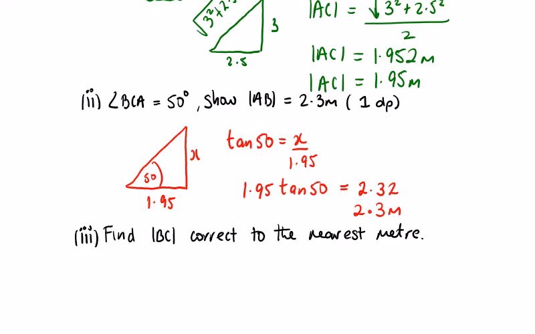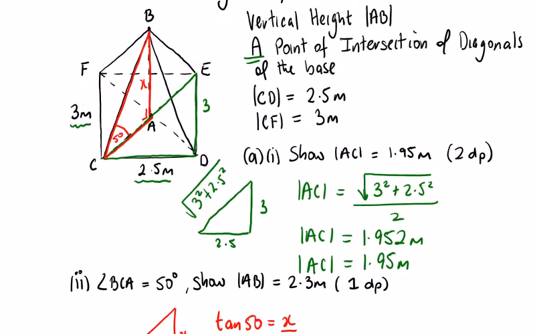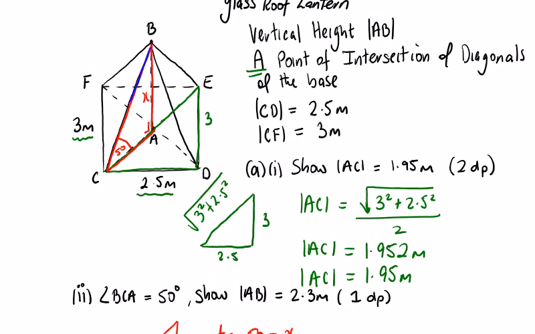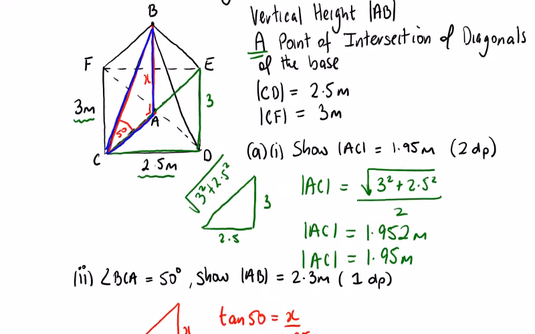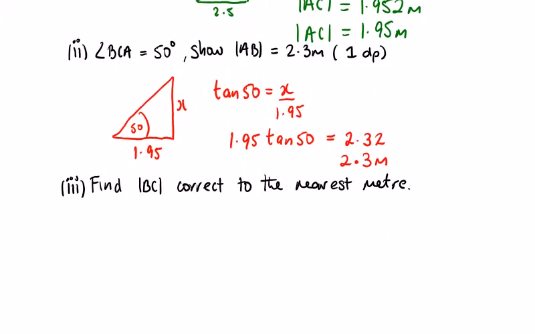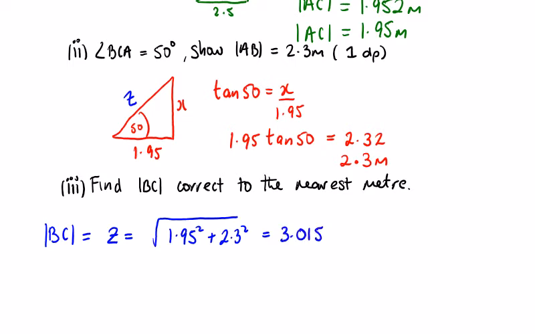In part 3, we're asked to find BC correct to the nearest meter. Go to our diagram again. BC, what's the diagonal of the triangle we've previously used? So this is just going to be Pythagoras. So we have X now, and we have AC. Let's call it Z. So Z, BC, is equal to the square root of 1.95 squared plus 2.3 squared. So this is going to give me 3.015, to the nearest meter, okay, it's 3 meters.